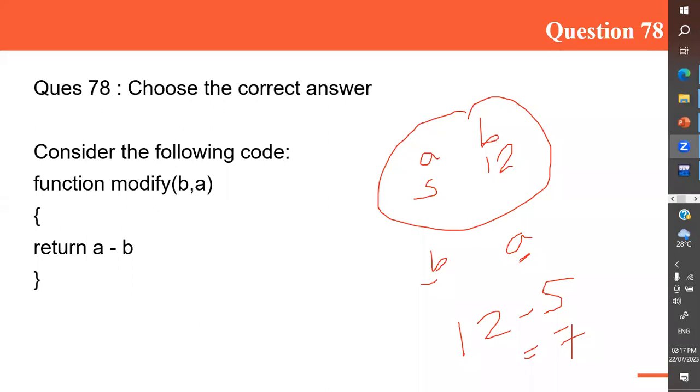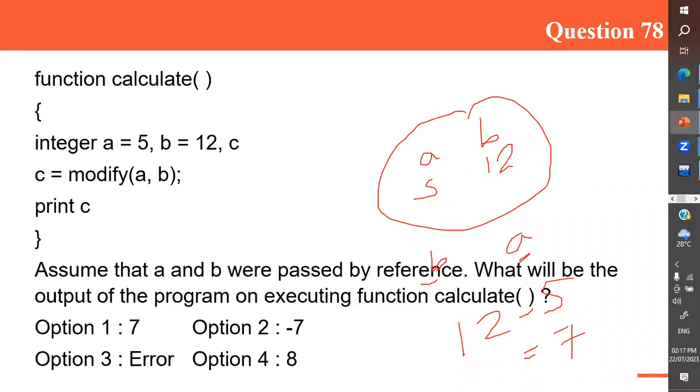Okay? Got it? Cool. I hope everyone understood. Yes, 7. We got it already, right? 7 is the answer. That's okay, dear. No problem. A minus B. Okay? Cool. Going for the next one.